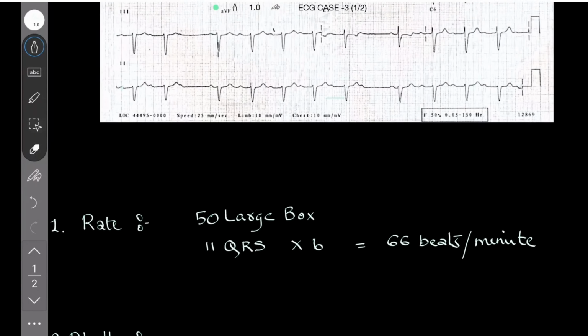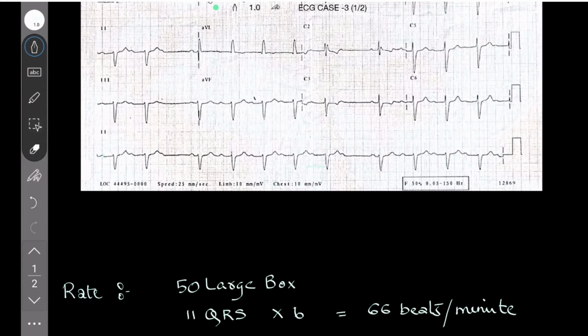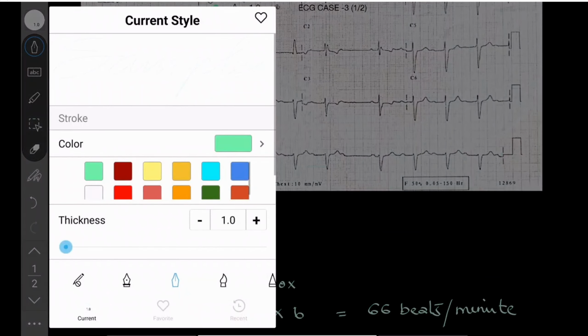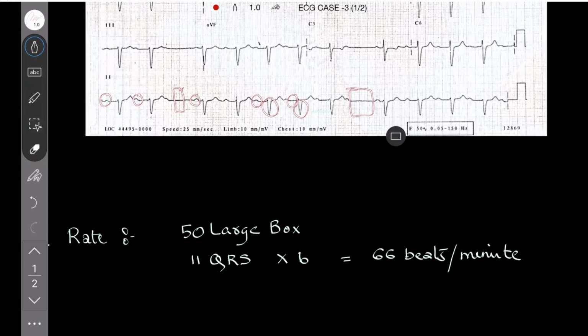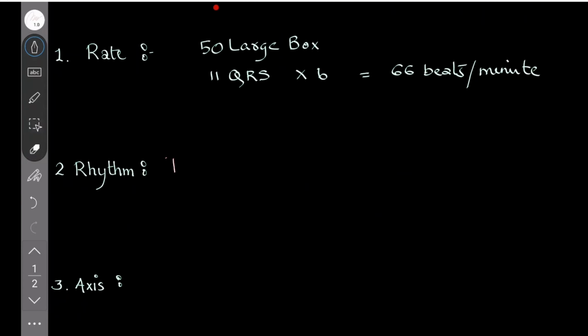Next comes the rhythm. The P wave follows QRS. You see here, this is a P wave, QRS is there. P wave, QRS is there. It's the beat. You see the P wave, QRS, P, QRS. Here is a missed beat. So this is not at all a regular rhythm, it's an irregular rhythm.